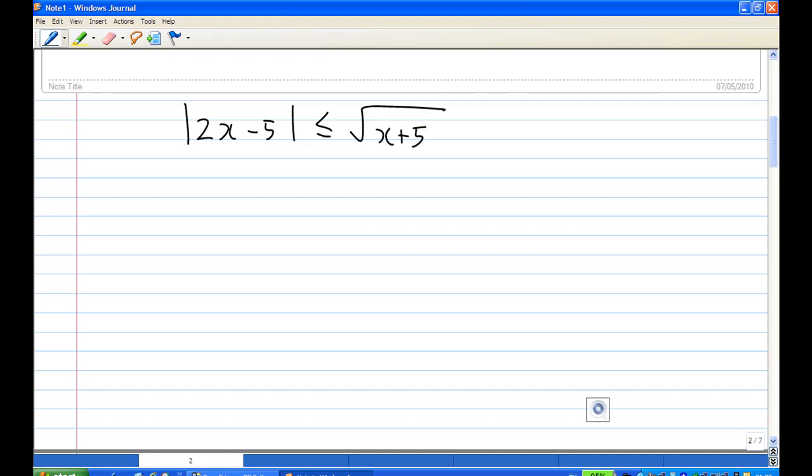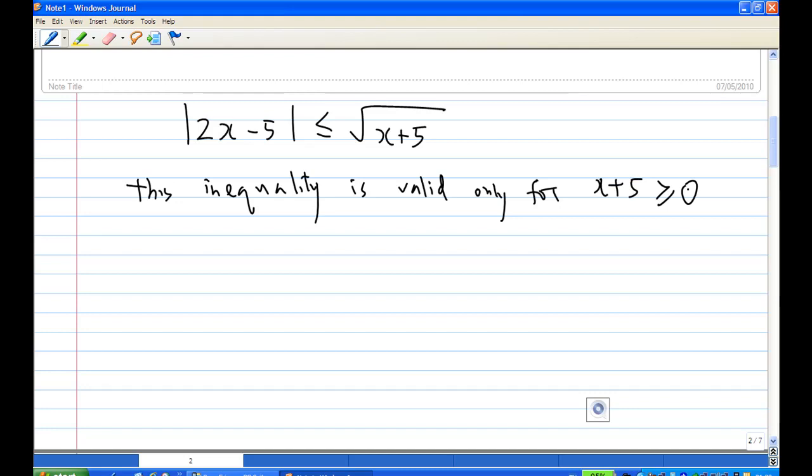Note that because of the square root function, this inequality is valid only for x plus 5 greater than or equal to 0. Otherwise, we have trouble taking the square root. So, x must be greater than or equal to minus 5. Therefore, in the final adjustment, we have to take this into account if necessary.